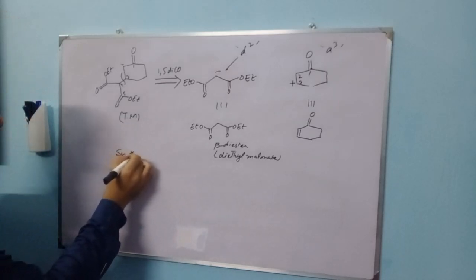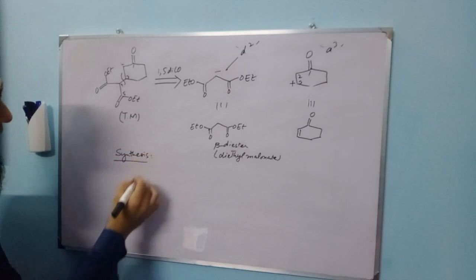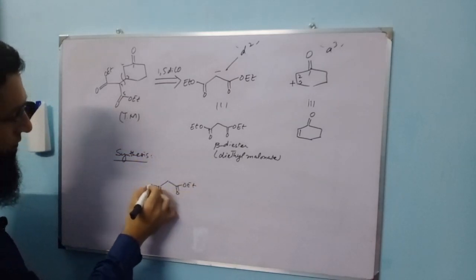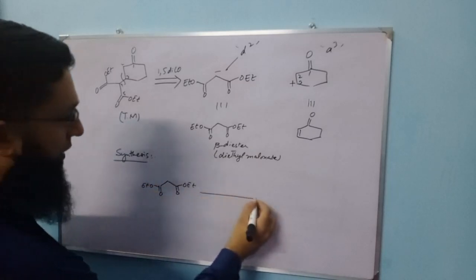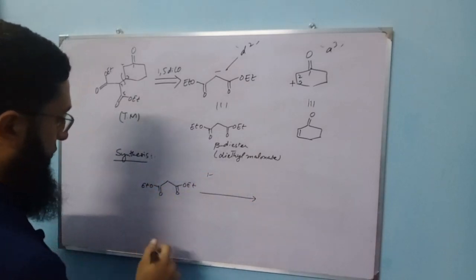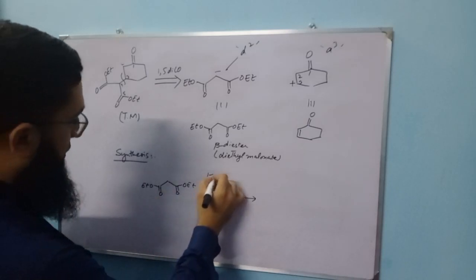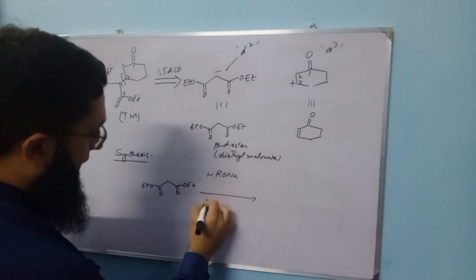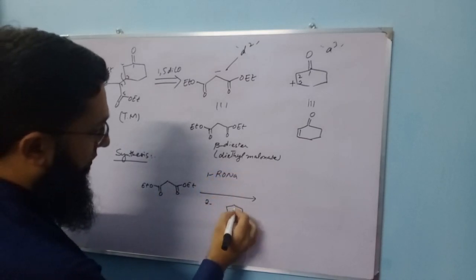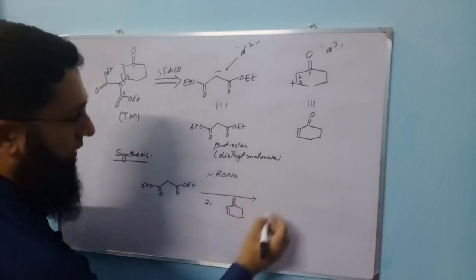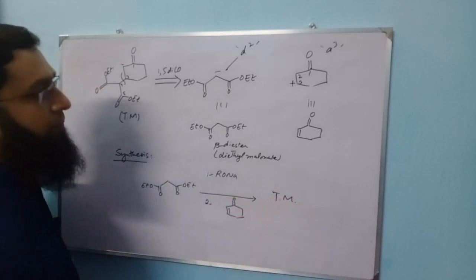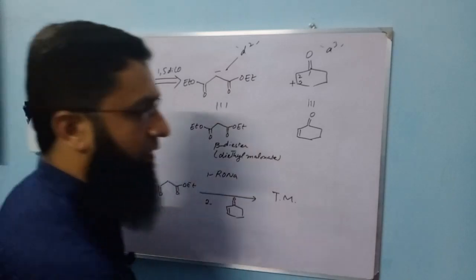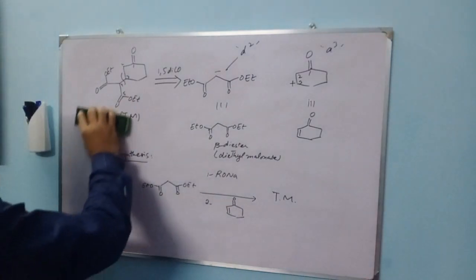Now the synthesis. In the first step we would add base to generate the enolate, and in the second step we can add the electrophile, and as a result of Michael addition we would get the target molecule. I hope this is clear. Now we see the next example.